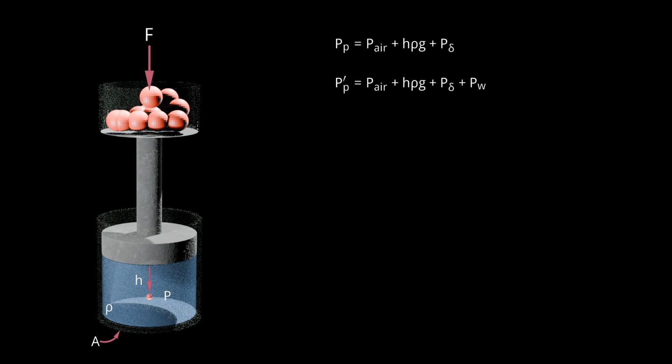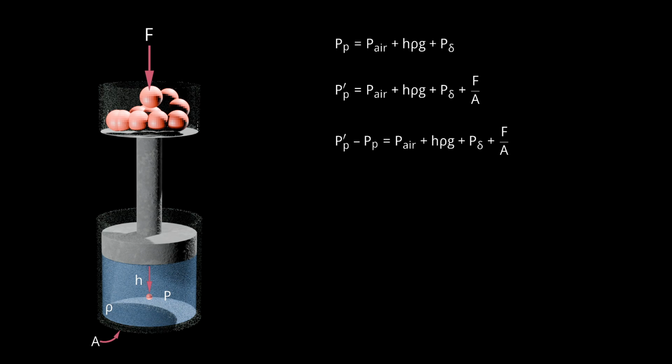We know that pressure is equal to force divided by the area over which it is applied. Since the piston applies a force F on the fluid surface and the cross-sectional area of the cylinder is A, the additional pressure introduced by this force is F divided by A. Now, to find the pressure difference caused by this additional force, we subtract the original pressure expression from the new one that includes the applied force. What we see is that the resulting pressure difference does not depend on the depth. And that's exactly what Pascal's principle tells us.